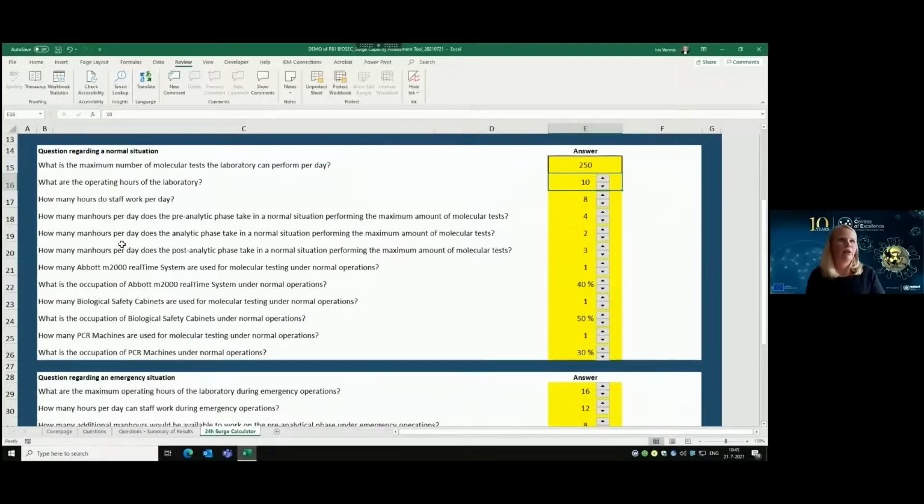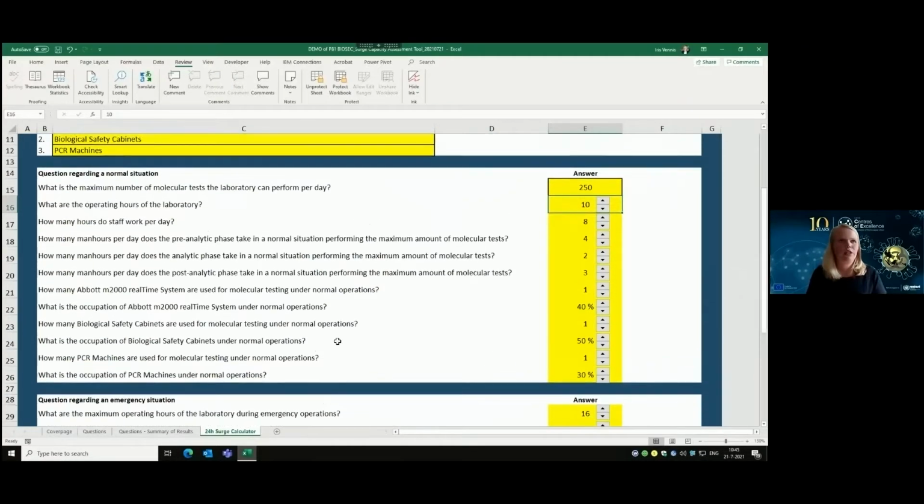Then there are 3 questions about the man hours per day for the pre-analytical phase, the analytical phase, and the post-analytical phase, when you're performing in a normal situation the maximum amount of tests. Then, as we just filled out above, 3 different types of equipment: the Abbott M2000, the biological safety cabinets, and the PCR machines. It asks the question, how many of those equipments do you have available, and what is the occupation of this equipment in the normal situation?